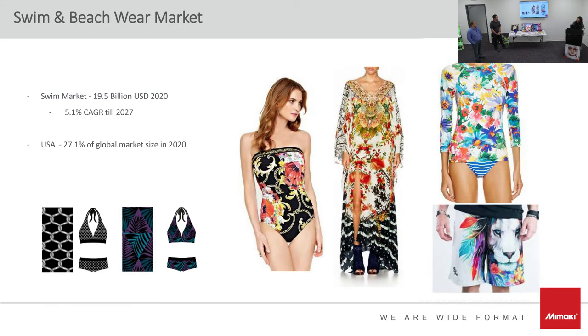So when you talk about the swim and beachwear market, we see that the swimwear market hit $19.5 billion in 2020, and it's expected to have a 5.1% compound annual growth in 2027. And something else to take note of is that when you're printing swim and beachwear, this application can be printed in smaller production style, and you have a wide range of variations that you can print, which makes it really ideal for dye sublimation.